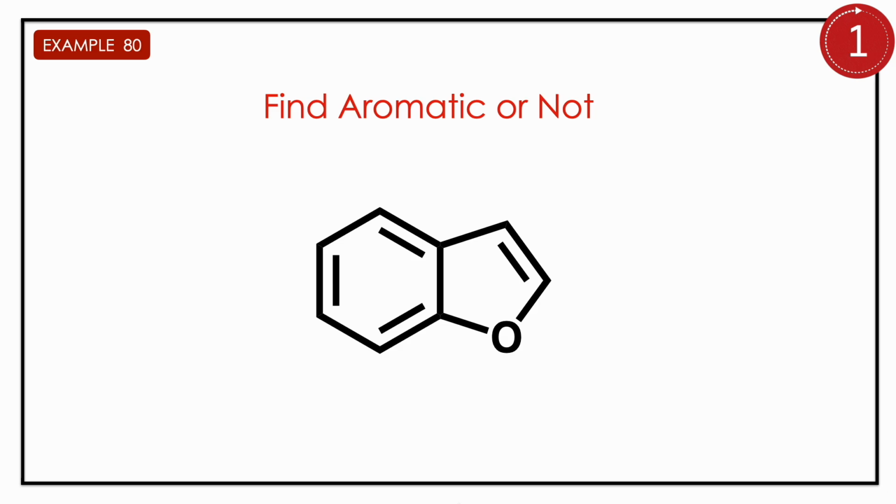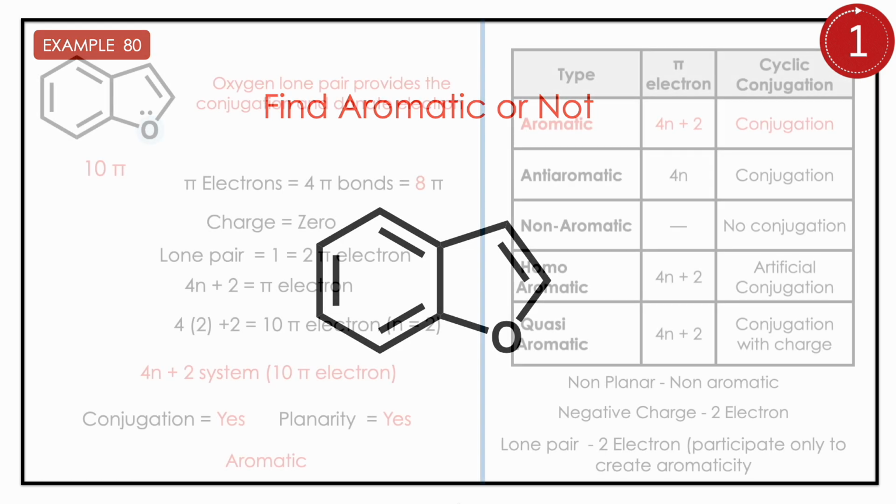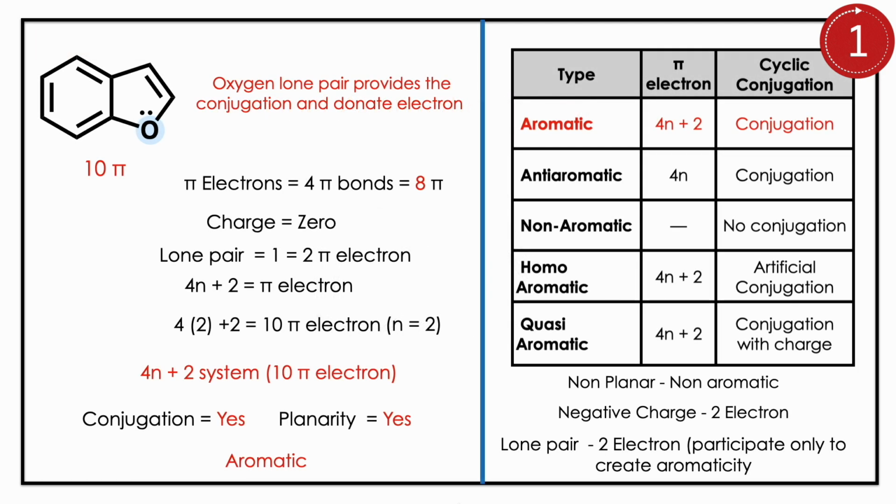Then the next example, you have a fused system, 5-member and 6-member, with the 5-member ring having a heterocyclic oxygen. We should find whether the given compound is aromatic or not. Here you have oxygen which has two lone pairs, but only one can help for delocalization and aromaticity. So only one lone pair participates.